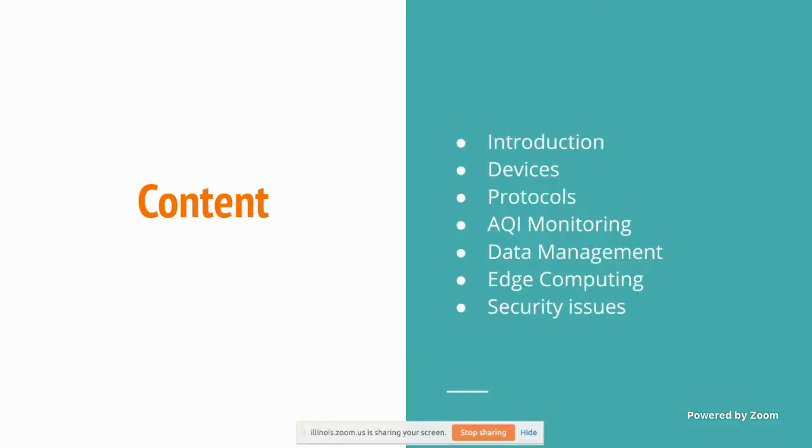Then we can move into a demo of a normal AQI monitoring system. AQI means air quality index. We'll then move into data management, about how data is managed in such IoT scenarios. Then we'll move on to upcoming trends, which is edge computing. And we'll conclude with the security issues in IoT. All things are not well, and there is still a lot of progress which needs to be made in this field.